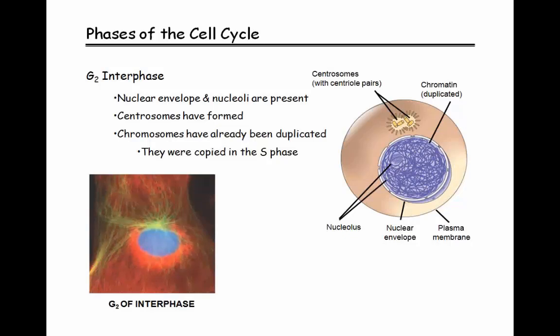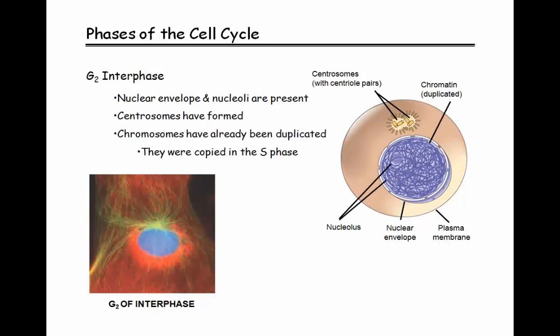At this point in interphase, everything should have already been completed. So during G1, we were copying all of the things inside the cell that were not chromosomes. In the S phase, we were copying the chromosomes. And then in G2, what we really have left to do is to double check everything. So here we have a picture of a cell that is in G2 interphase.